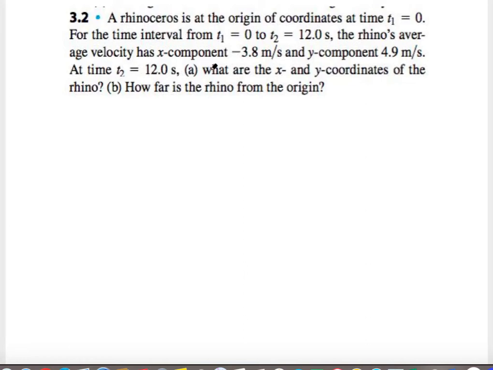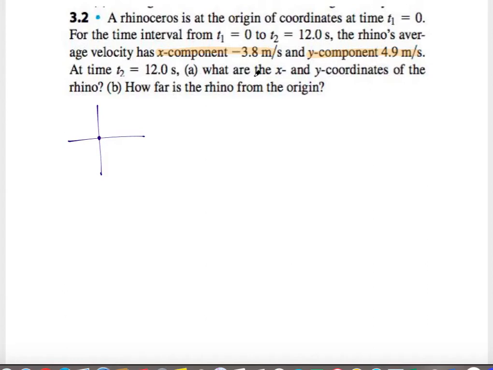So this is the solutions to suggested problem set number 2.1, mostly considering vector quantities for motion. We start off with the rhinoceros at the origin of a coordinate system at time 0. So here's our rhinoceros. It's just a dot. For the time interval from 0 to 12 seconds, the rhino's average velocity has an x component of 3.8 meters per second and a y component of 4.9 meters per second.